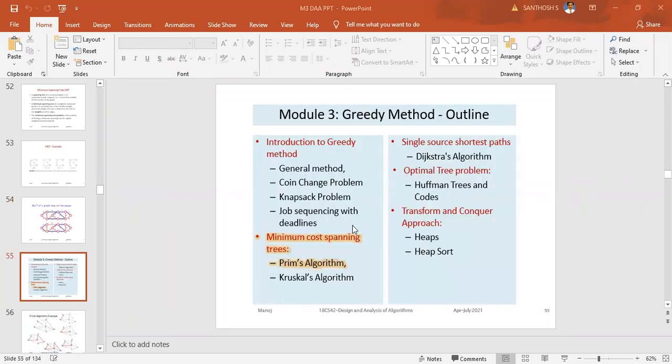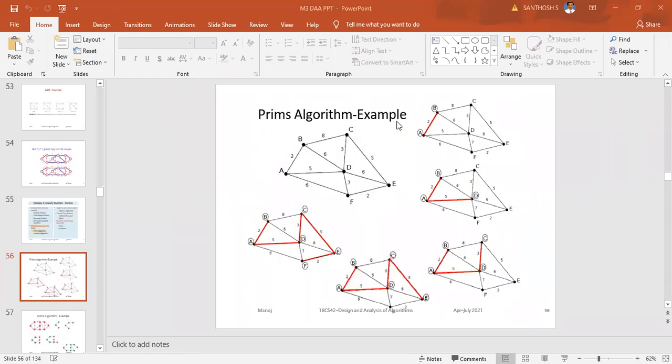Understood? Now you come for the next particular concept. The next concept is finding minimum cost spanning tree using Prim's algorithm. Understand carefully. Today is very, very important because you will get compulsory 100% questions from the next 4 concepts. There are no other questions you will get. Prim's, Kruskal, Dijkstra's, Huffman and Deep. You will get all the questions on these topics. Come for the Prim's algorithm example.